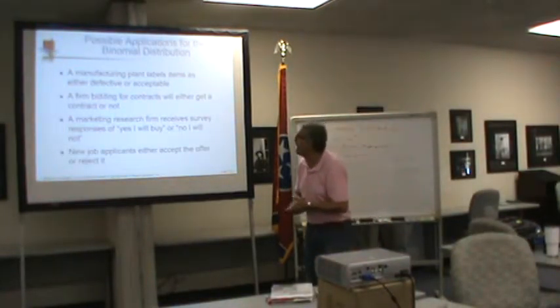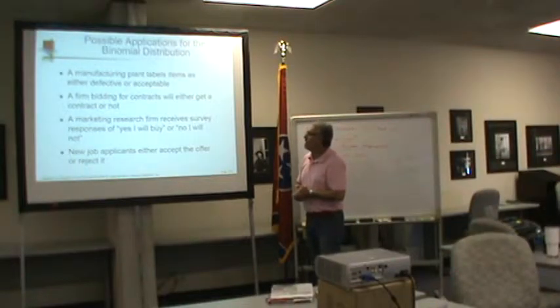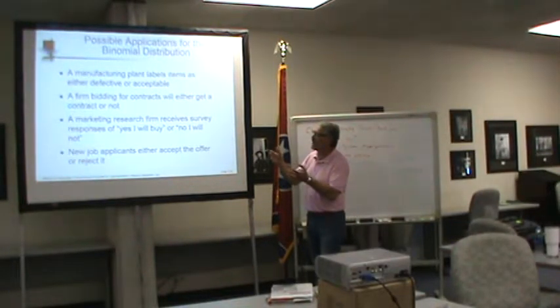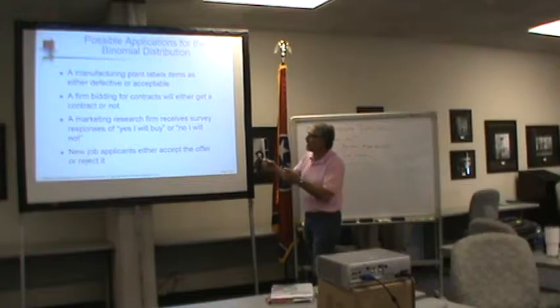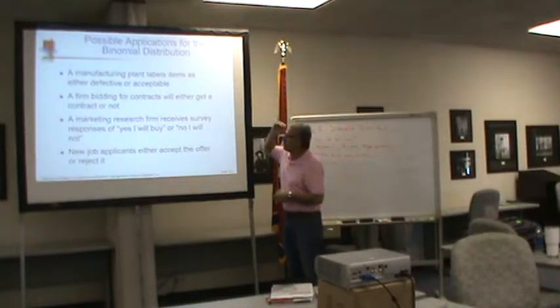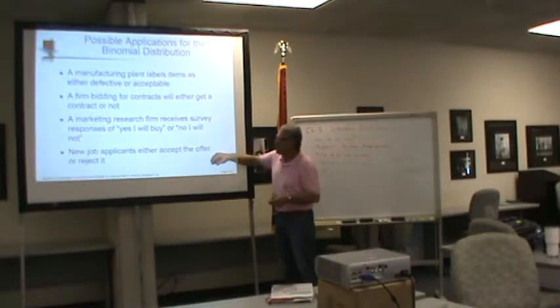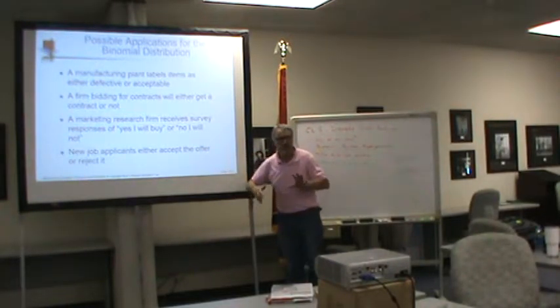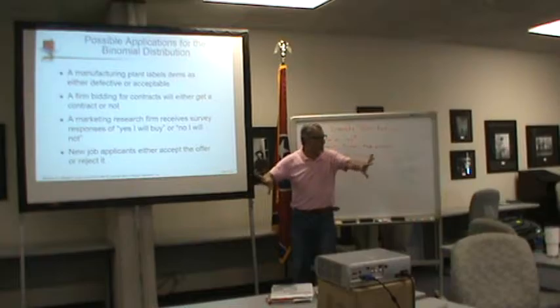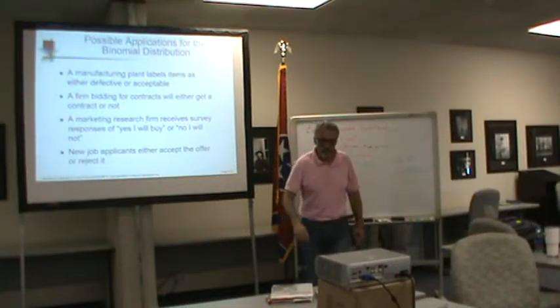Okay, so here are some applications. You've got things either defective or acceptable. Machines working or not. Winning a contract or not. Yes or no. You can see what we're doing. An either-or type thing, accept an offer or reject it. The pi or the 1 minus pi percentage.